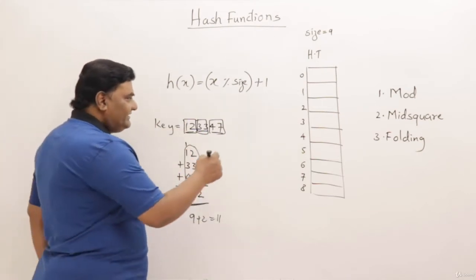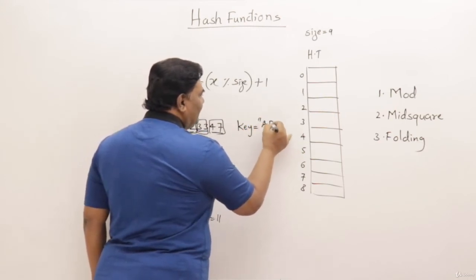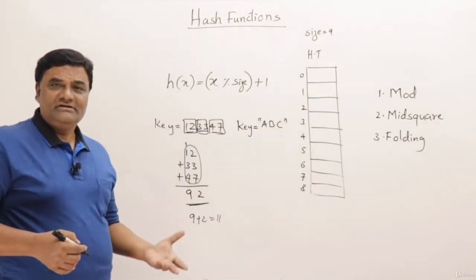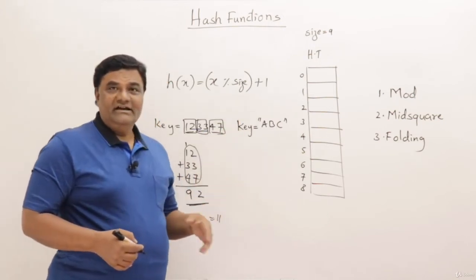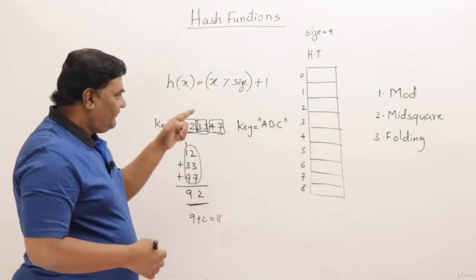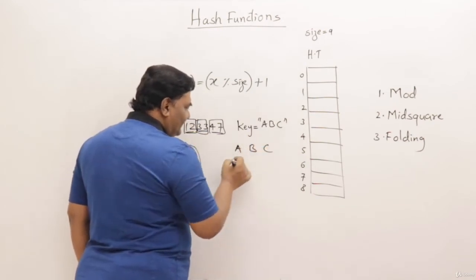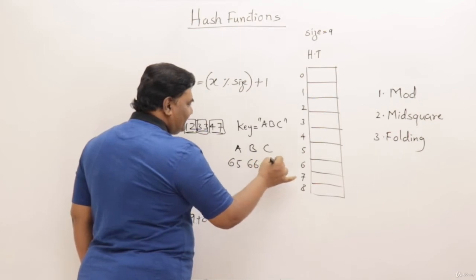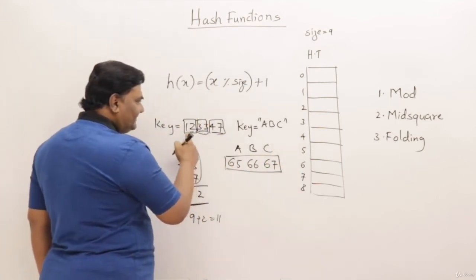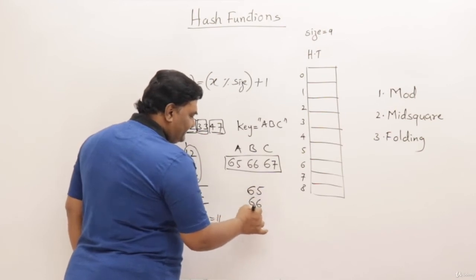Now suppose a key is a string. I have a string as a key, ABC. Suppose this is a key ABC. It can be a name of a person, name of a product, or anything it can be. So I am just taking alphabets ABC. Now how can this be converted into an index in a hash table? For this we can take ASCII codes of these alphabets like A, B, C: 65, 66, 67. This is forming three different numbers, so you can make it a single number. Now we can perform folding by taking 65 plus 66 plus 67.